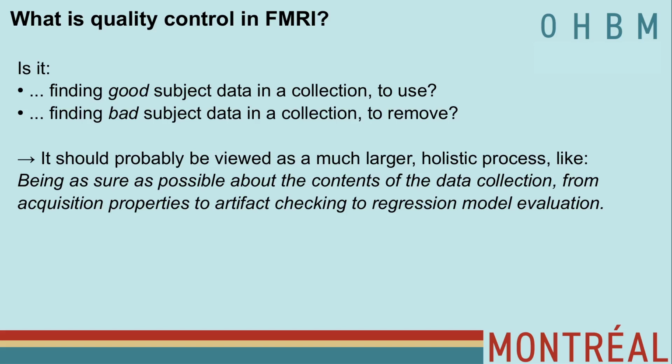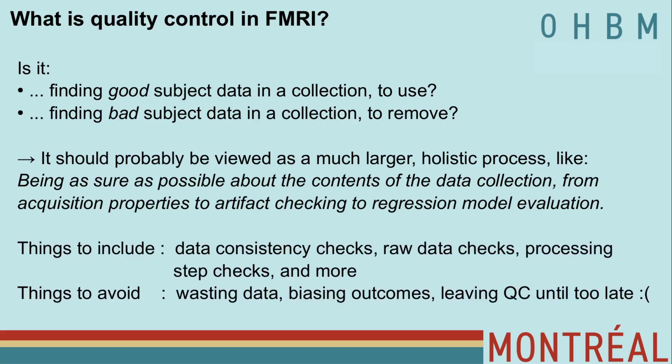Typically going through about the single subject level, what we might consider the regression model evaluation for fMRI. So this might include things like data consistency checks, checking the raw data, processing checks, and more. And then we also want to make sure as we're doing this that we don't end up wasting data. We don't just want to throw out a vast number of subjects in the name of questionable data if we don't have to. Of course, if we do have to, then that's a different issue. We don't want to bias the outcomes, and we don't want to leave QC until too late.